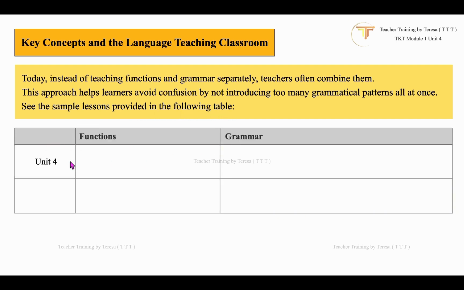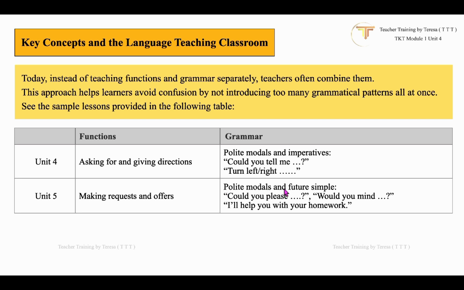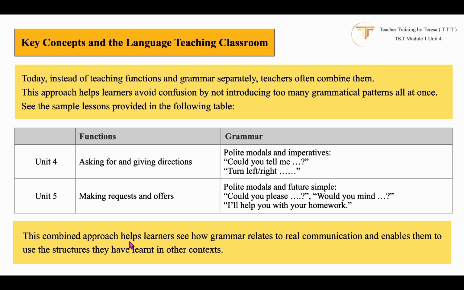Functions, Grammar. Unit 4, Asking for and giving directions: polite modals and imperatives. Could you tell me? Turn left, turn right. Unit 5, Making requests and offers: polite modals and future simple. Could you please? Would you mind? I'll help you with your homework. This combined approach helps learners see how grammar relates to real communication and enables them to use the structures they have learnt in other contexts.